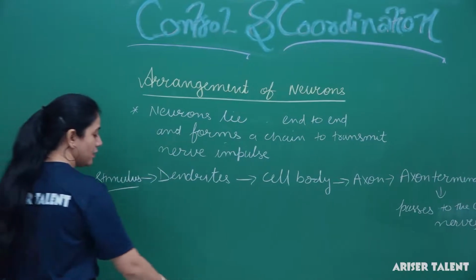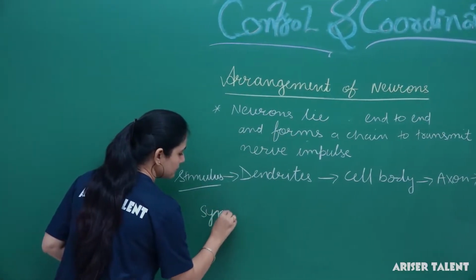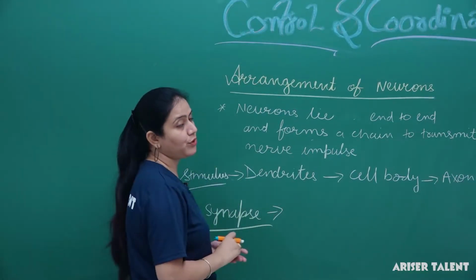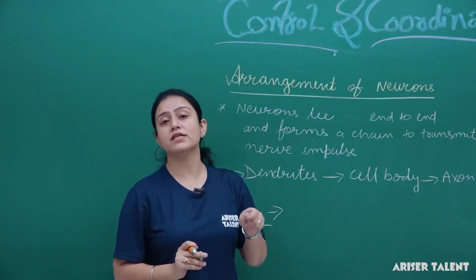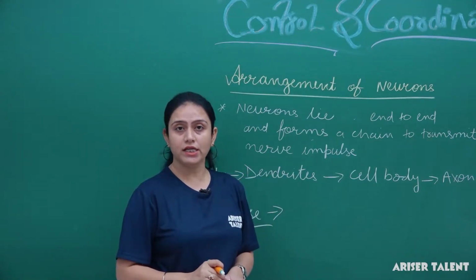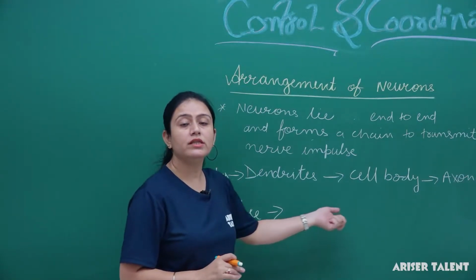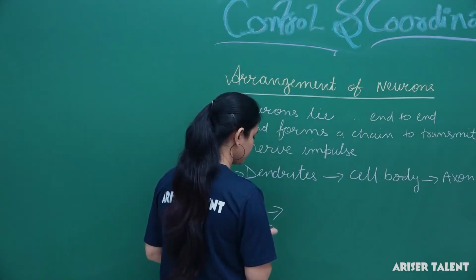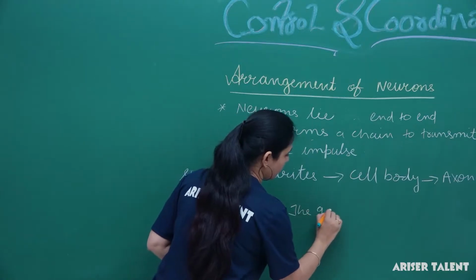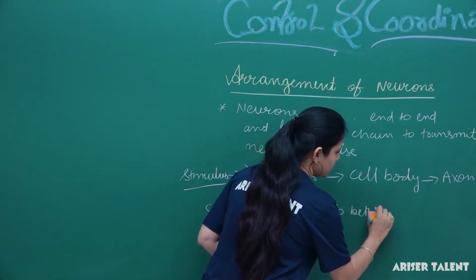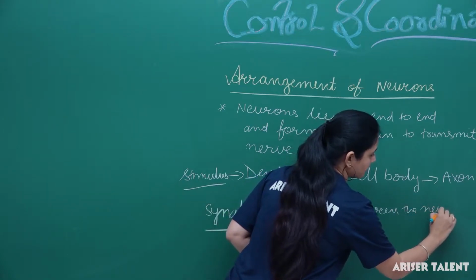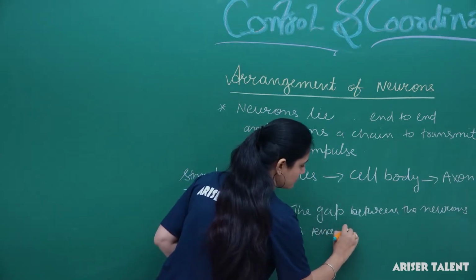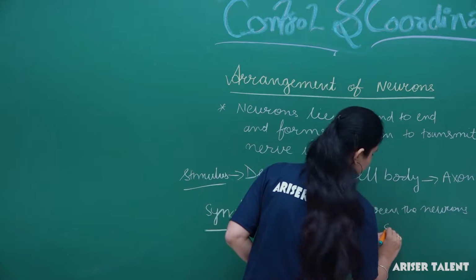Now the thing is synapse. What is synapse? Synapse is the gap between two neurons. As I told you, the nerve cells or neurons are not connected with each other, so the gap between these neurons is known as synapse.